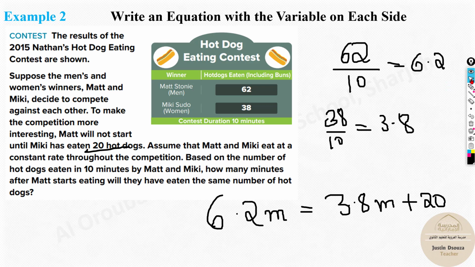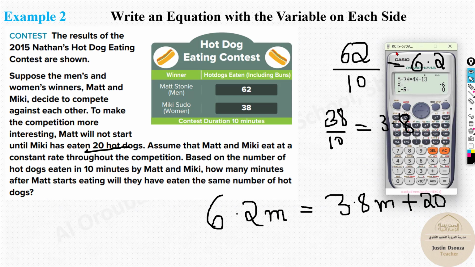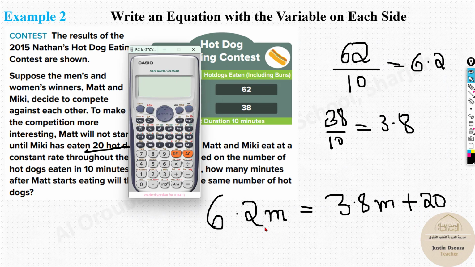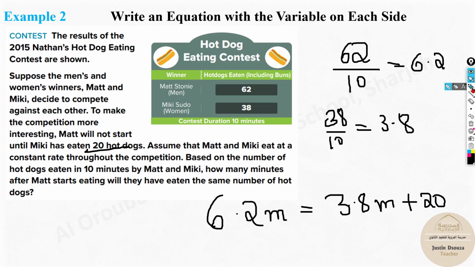If we solve it, I'll directly do it in the calculator, but you can do it in steps as well, just like the previous problem. I'm doing it directly to save time here. 6.2x equal to 3.8x plus 20. Shift and solve. What is the answer? 8.333. That means after 8 and 1/3 minutes, that is after 8.33 minutes, Matt will reach how much Mickey has eaten. Say after 8.3 minutes Mickey has eaten 50 hot dogs, even Matt will reach 50 after 8.3 minutes.